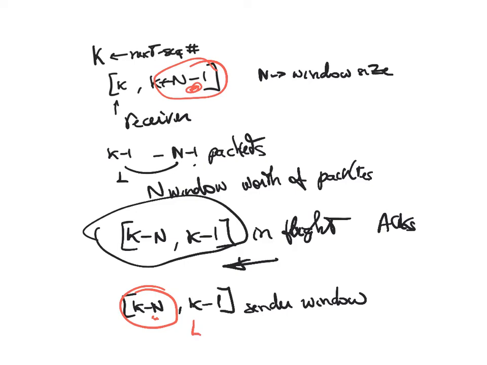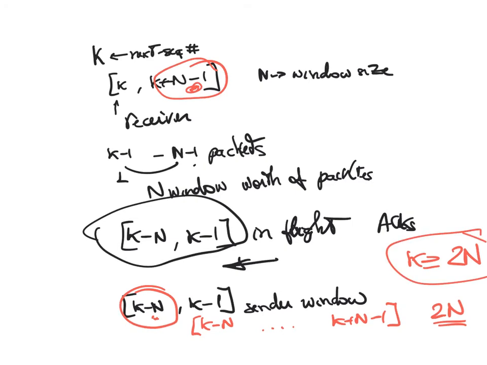So it's as if I wanted a window that would start from k minus n all the way to k plus n minus 1, which boils down to 2 times n in width, right? So my sequence number space must be at least, so k must be greater or equal to 2 times the window width, n, in this problem. So that's the solution, okay?